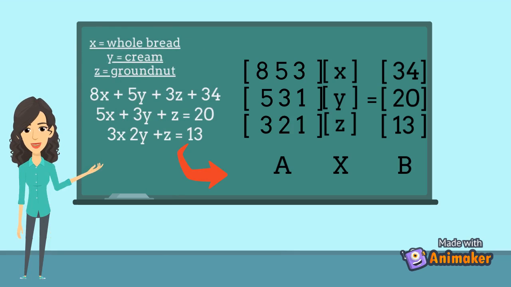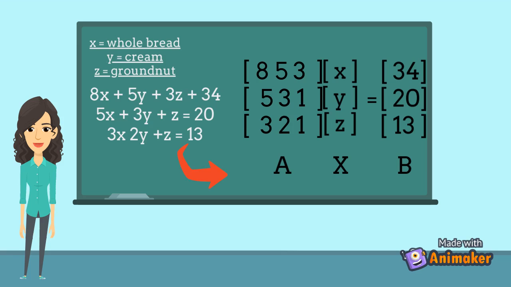Firstly, we take out the info from the question. Thus we can say X is equal to packets of whole wheat biscuits, Y is equal to packets of cream biscuits, and Z is equal to packets of groundnut biscuits. Then, we can produce 3 different linear equations as shown there. Once we have 3 different linear equations, we can change them into matrix form as shown beside the 3 linear equations. Then we label each part of the matrix form as A, X and B. These labels help us to dive further into solving the problem.